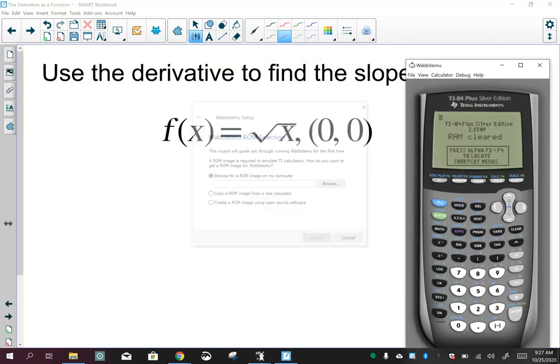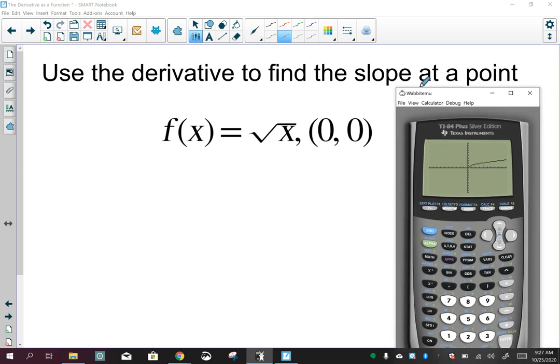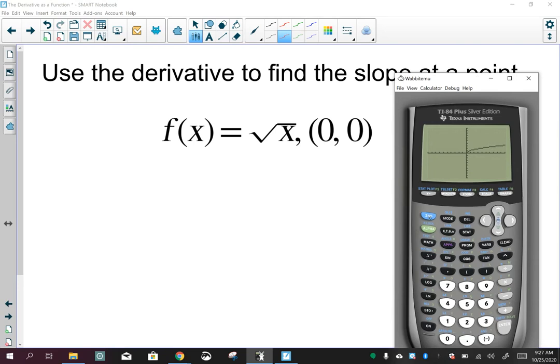Okay. And I'm going to come over here to my y equals, and I'm going to put in the square root of x. And then I'm going to hit graph. And then it's going to graph it. Now, it says I want to find the slope at the point (0, 0). So I'm going to go second trace and look here at number 6. And I want to focus in actually at 0. And I hit enter.